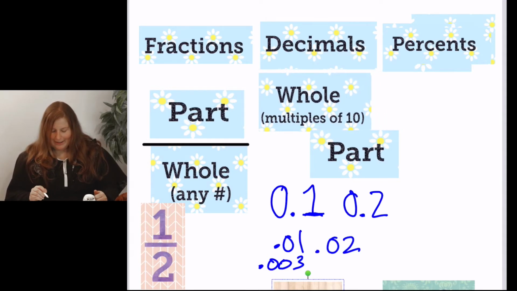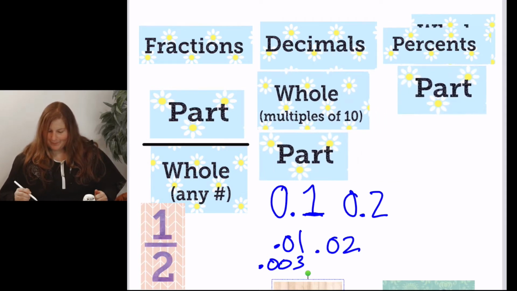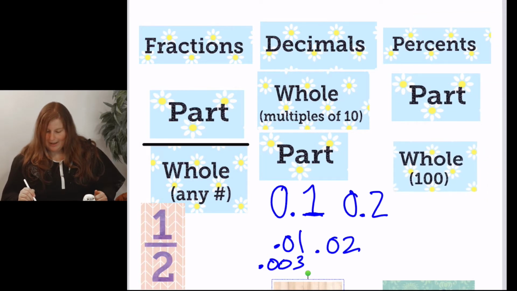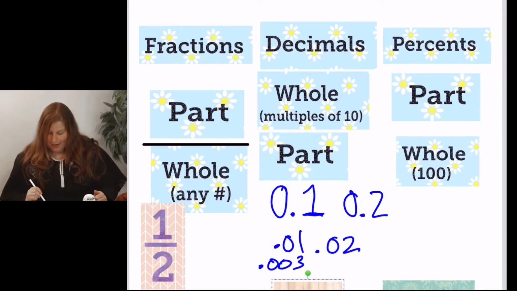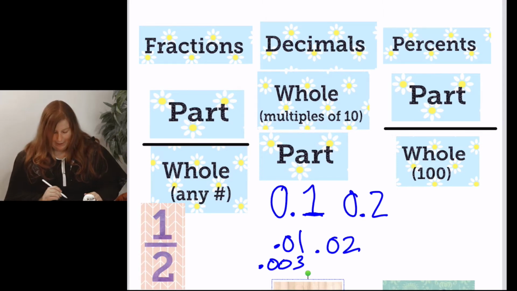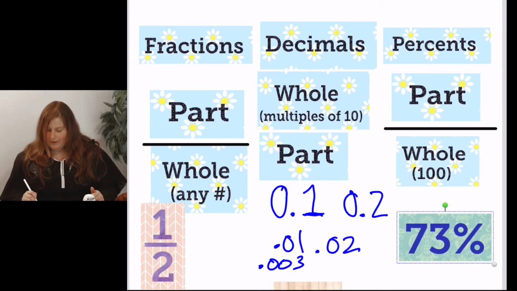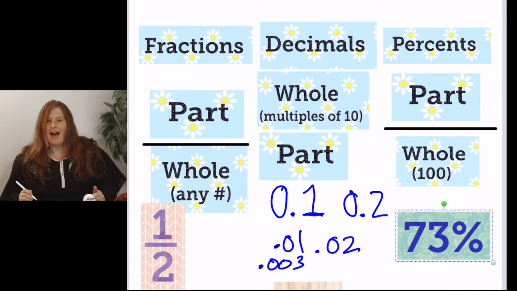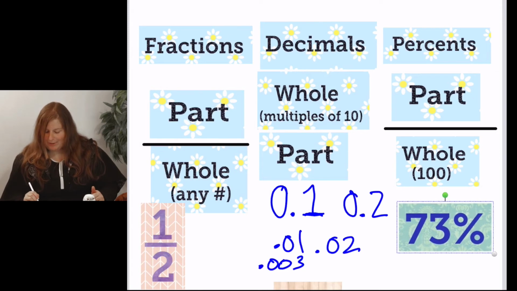Now, last but not least, we have percents. And for percents, we again have a part of a whole, but with percents, the whole is always 100%. So if we have 100 parts out of 100 parts, we have one whole. If we had, for instance, 50 parts out of 100 parts, then we would have 50 1/100ths, or a half. So let's look at this percent, 73%. That means we have 73 parts out of 100.